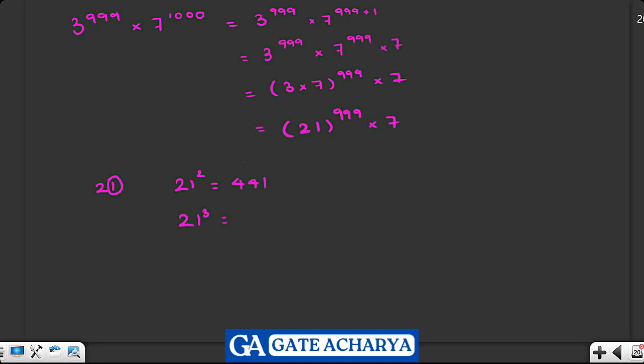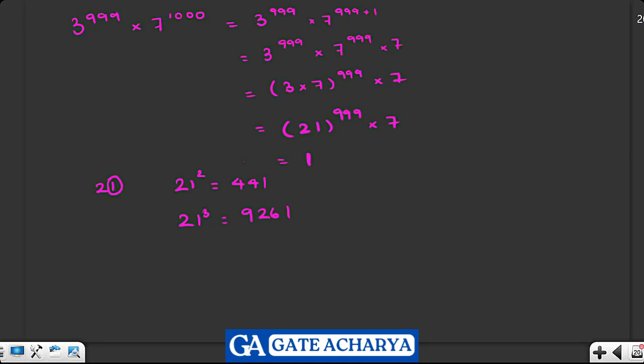Check it out in a calculator. 21 into 21 into 21 is 9261. I'm not interested in the value of it. What I'm interested in is the unit place. You can see that for any power of 21, the unit place is always going to be 1, irrespective of all the other values. So 21 raised to 999 is also going to have a unit place of 1. Understood? This is the reason why I converted like this.